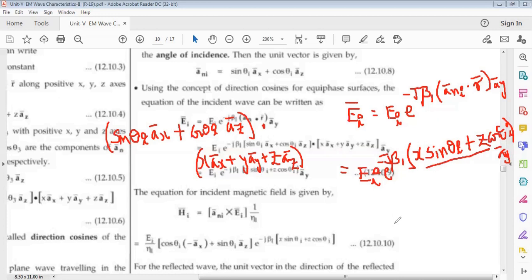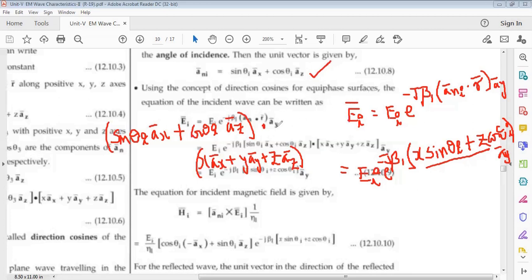Got it, my dear students? Directly, without knowing the a_ni bar dot R bar, we can get this expression by taking another right angle triangle. From the figure, in another right angle triangle, directly we'll get x sine theta i plus z cos theta i also. Or otherwise, as a logic from the diagram, a_ni bar you can find and you can substitute that using the concept of the direction cosines for equiphase surfaces.